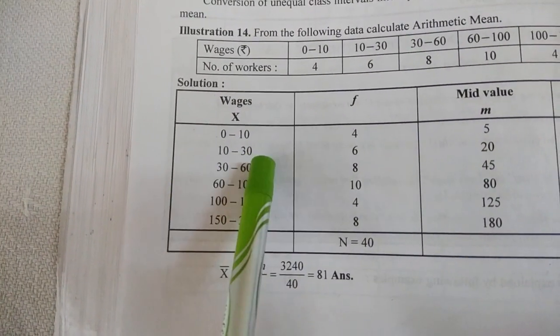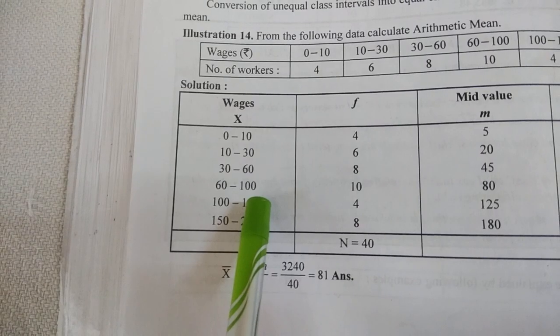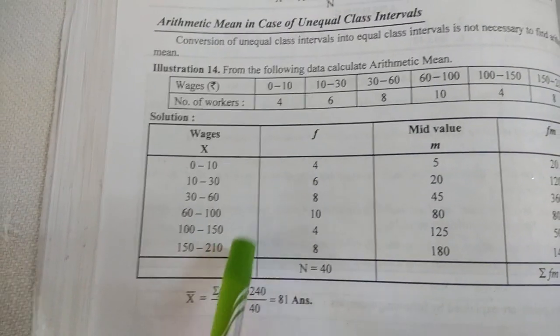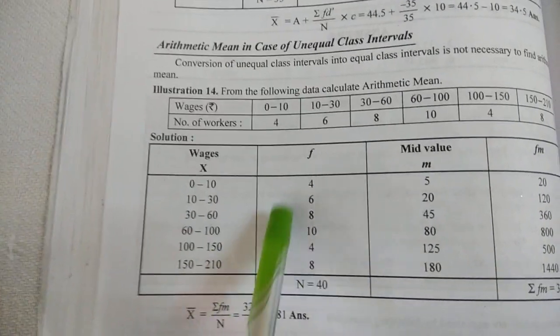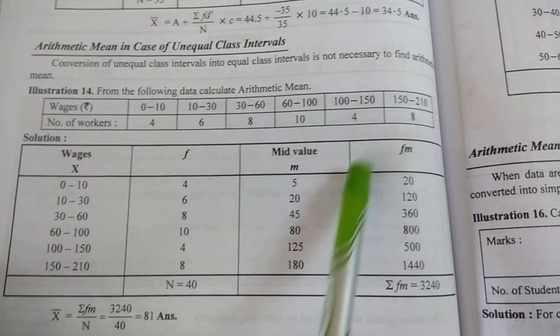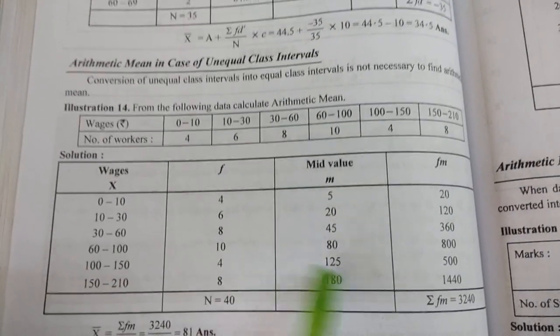If an unequal class interval is given, then do the same. This is an unequal class: 0 to 10, 10 to 30, 30 to 60, 60 to 100, which means the class intervals have different widths. No need to make them equal; do it as it is. Take the mid value from the class interval and apply the same formula. This is done with the direct method.